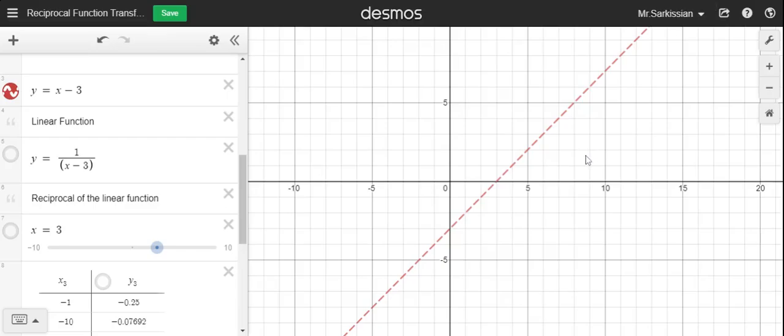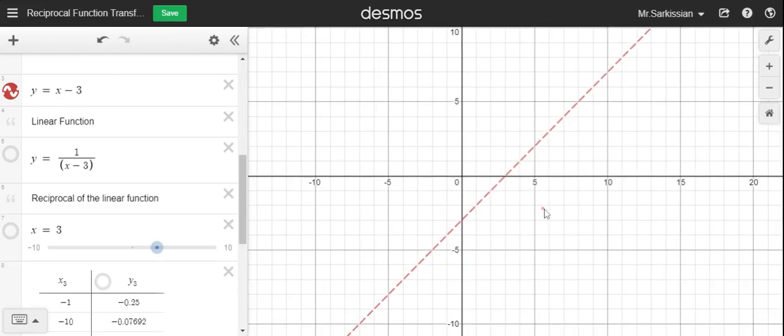Hello everyone. In this lecture, we want to learn about the reciprocal of a linear function. As you see here, the graph of a linear function is drawn. It shows this dashed line, and our linear function is y equals x minus 3. And we want to see how the graph of the reciprocal of this linear function, that is 1 over x minus 3, looks like. That's what we want to investigate.